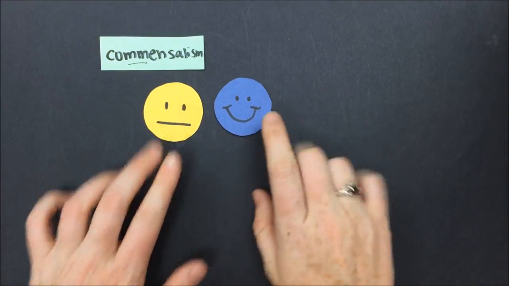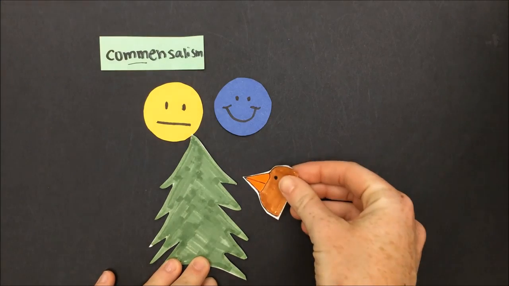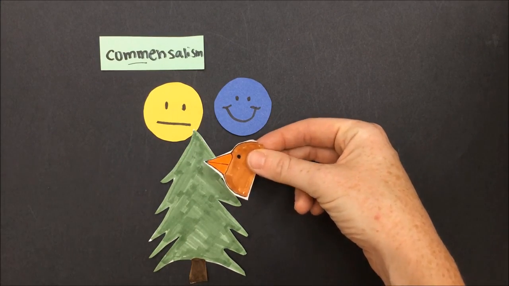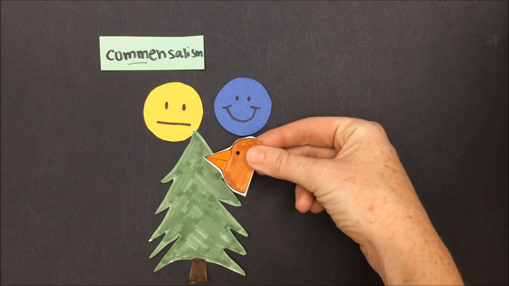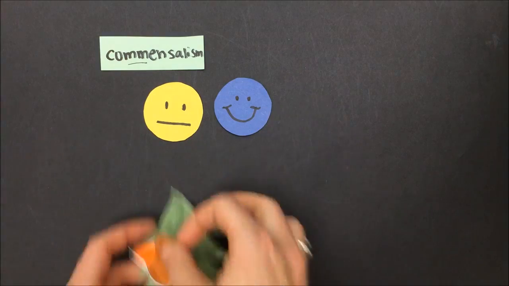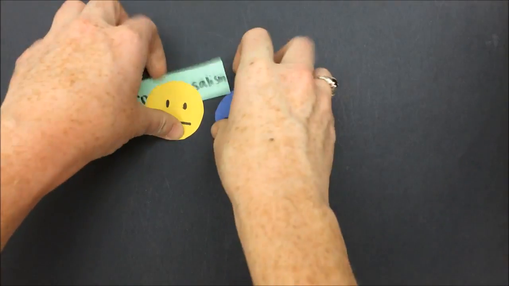In commensalism, two different organisms interact in such a way that one benefits and one is unaffected. A great example of this would be a tree and a bird. A bird needs a safe place to lay its eggs, so it makes a nest in a tree. The bird gets protection and the eggs get protection, but the tree isn't really affected either way. The tree is kind of like, meh. So in commensalism, one species benefits and the other is unaffected.